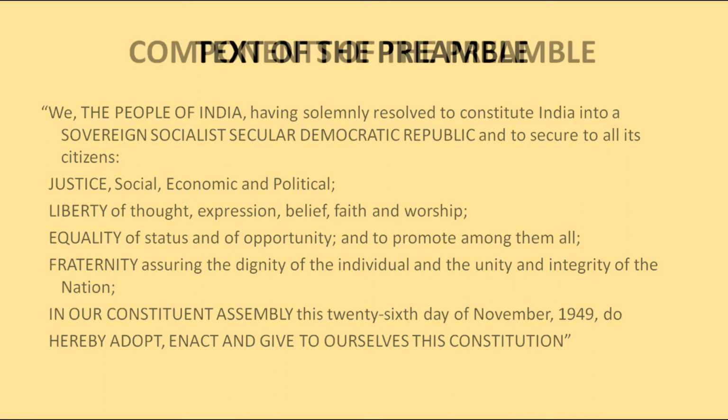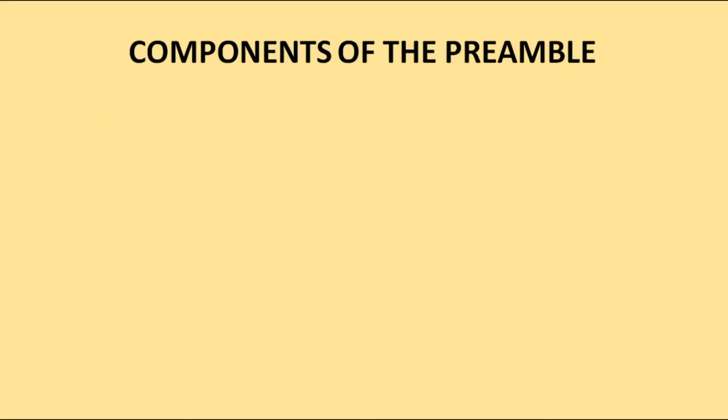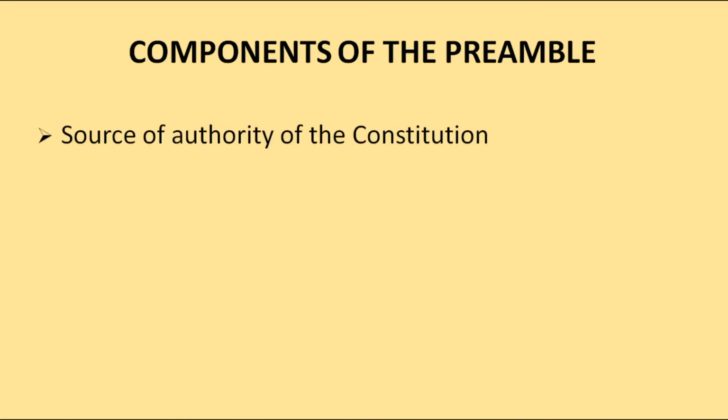So, now the components of the preamble. What can we learn from the preamble? First, the source of authority of the Constitution. The preamble first says, "We the people of India." So from this we know that the Constitution derives its authority from the people of India.